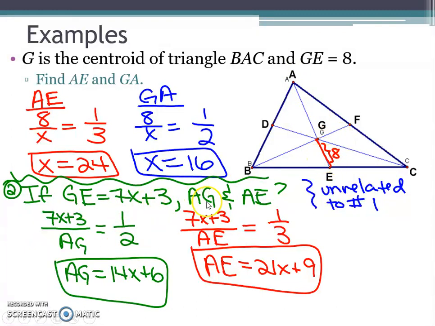And then if you want to get the whole thing, you add 7x plus 3, which is right here. This is just a new problem. Plus 14x plus 6. So combine like terms. 7x plus 14x is 21x. 3 plus 6 is 9. So you can actually use the ratio like that. Also, you can use the 1:3 ratio. Please copy this part on your paper.